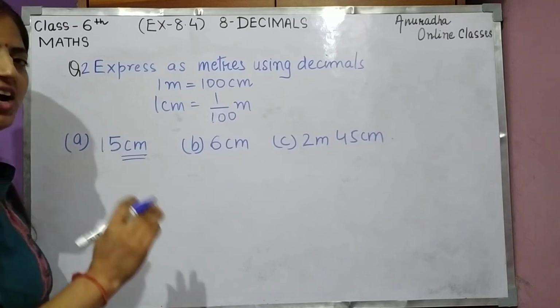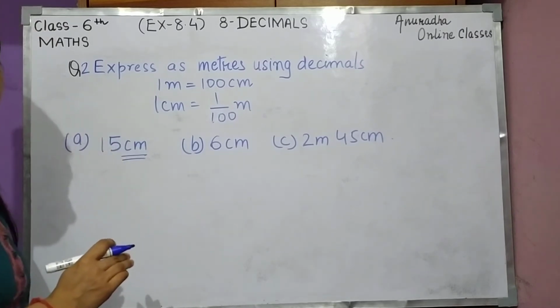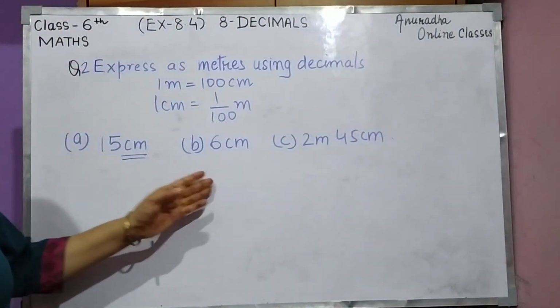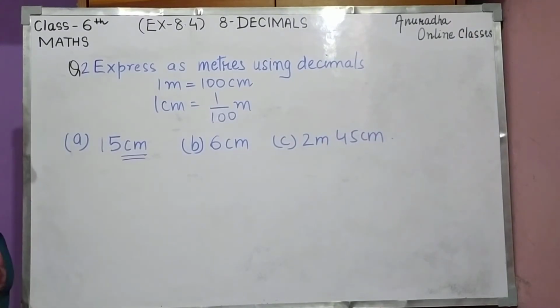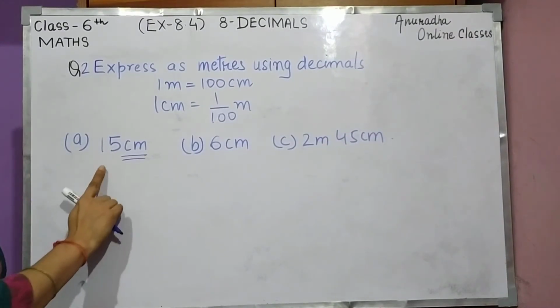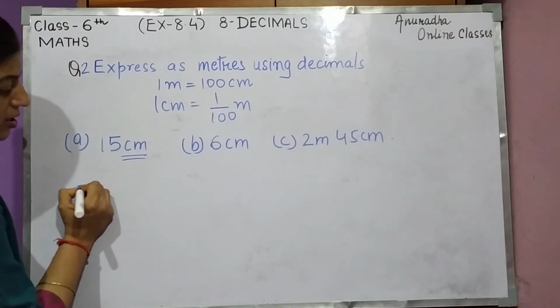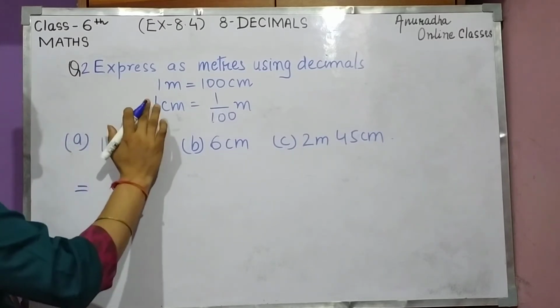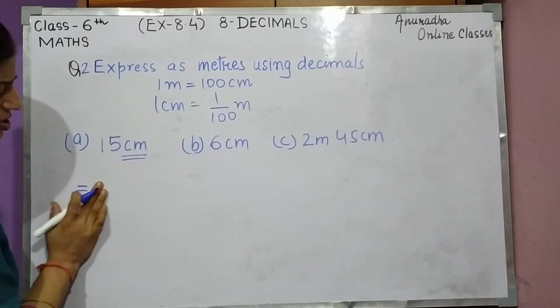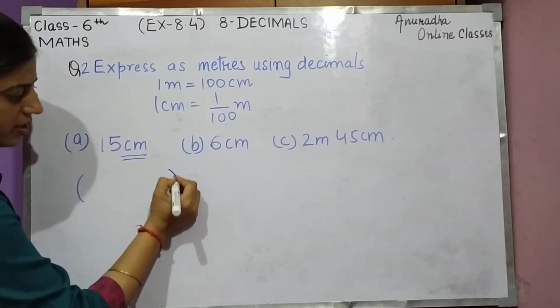Means we have to divide 100 by 1. Okay, let's come now to the parts. See the first part, this is 15 centimeter. 15 centimeter है, तो सबसे पहले हमें क्या करना पड़ेगा? Yes, we know that 1 centimeter, आप इसको ब्रैकेट में यहाँ करके लिख सकते हो.